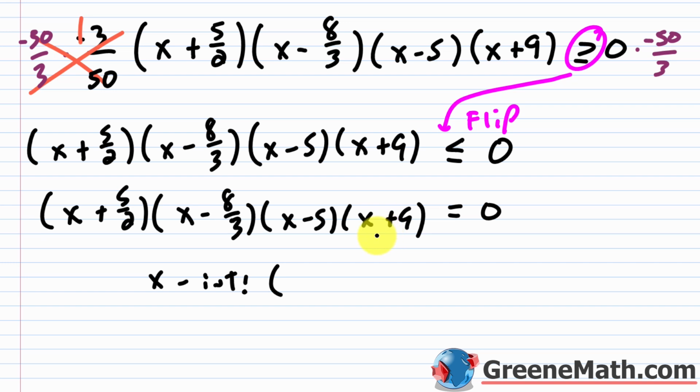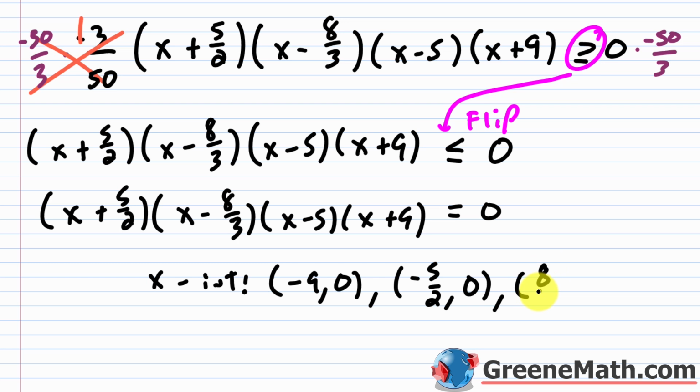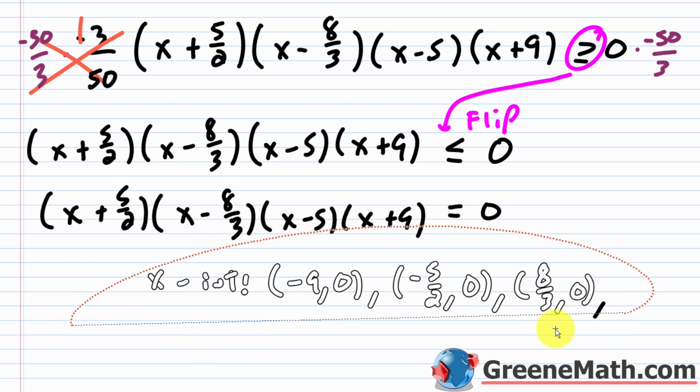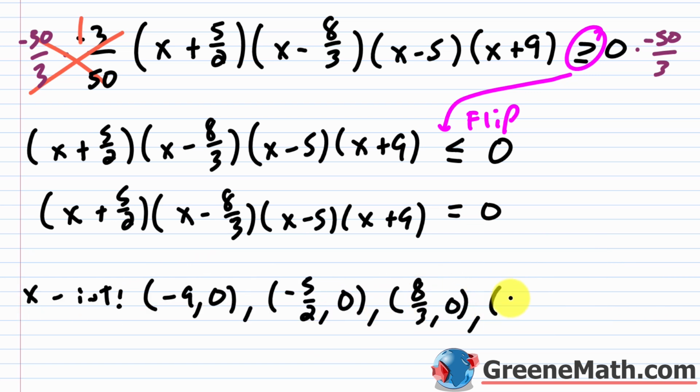From this one, it would be negative 9, 0, because the 0 there is negative 9. And then you would have one at negative 5 halves, 0. Again, the 0 there would be negative 5 halves. And then you would have one at 8 thirds, 0. And then you would have one at, let me slide this over, your 5, 0. So these are your x-intercepts. Again, you're just going to use that to break the number line up into intervals.